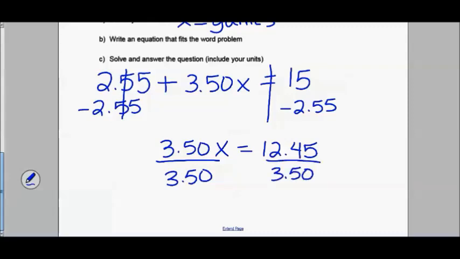When we divide, our $3.50 cancel out, and we have x is equal to a decimal. Our decimal is 3.557, and it keeps going, but 3 decimal places is good enough. If we're thinking about how many games can someone play, well, since it's 3.557, that means they can definitely play 3 games, but if they tried to play 4 games, they wouldn't have enough money. We can't round up in this situation. So we're going to have to round down so that we can make sure we can afford to play all these games. So it's going to be 3 games.